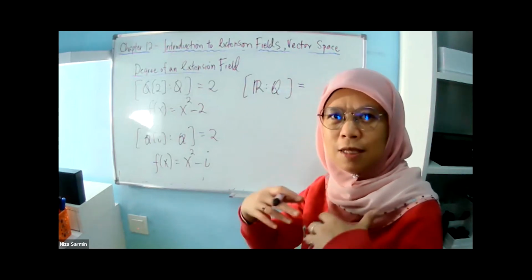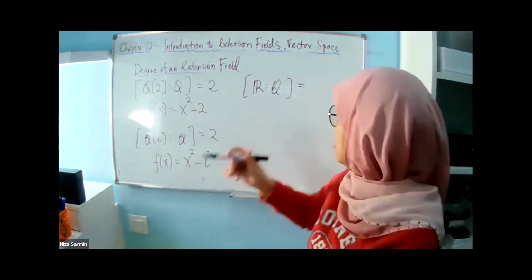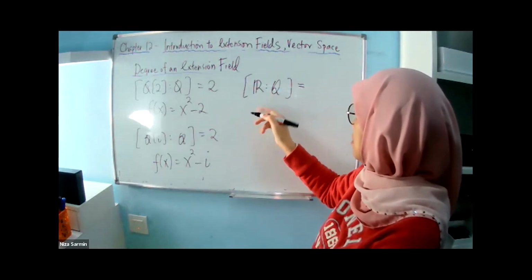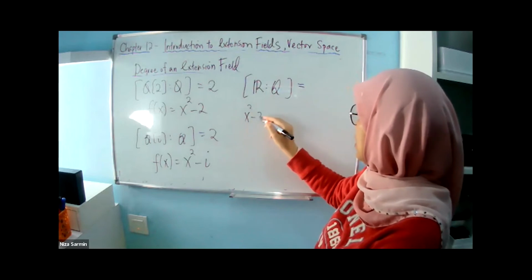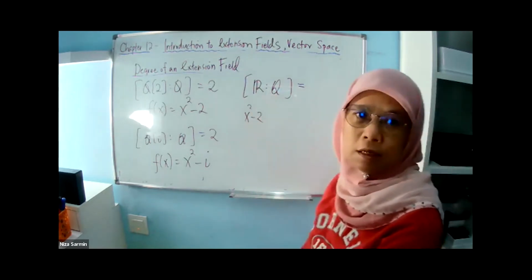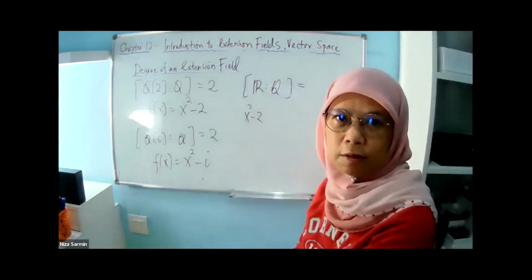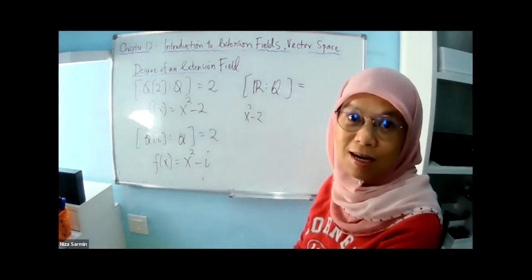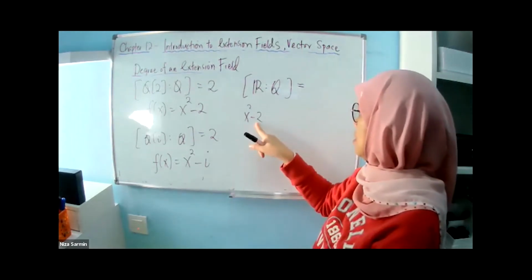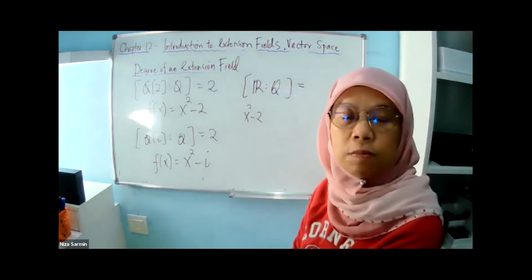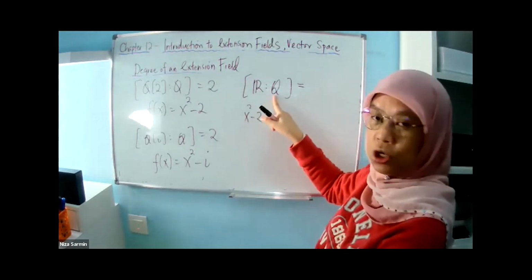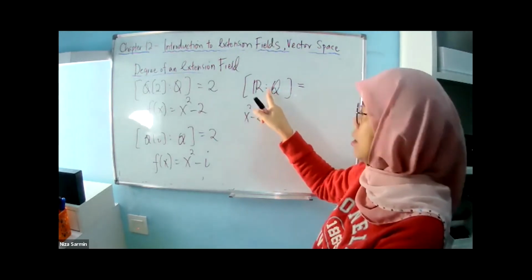How do you extend? Sometimes we have something like this, right? This under here is irreducible, meaning there are no zeros, right? Because the zeros will be plus or minus square root 2. It's not in Q. So we can extend to R.